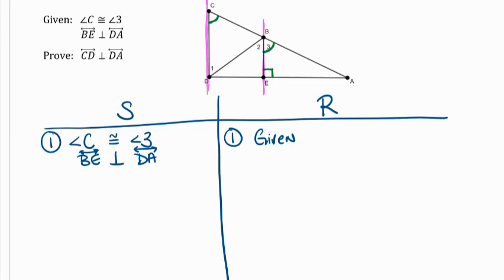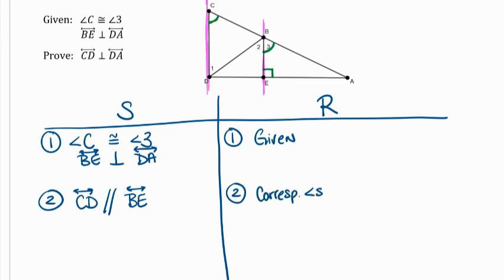Okay, the next thing we wanted to show, we said, well, if we can show those lines are parallel, we're going to know that they're perpendicular to the same line. And we said, well, angle C and angle 3 are corresponding and they're congruent, so that means that they're parallel. So I can go straight to line CD is parallel to line BE. And the reason we can say that is that if my corresponding angles are congruent, then that means that my lines are parallel.